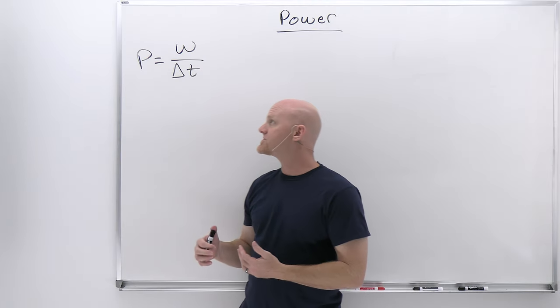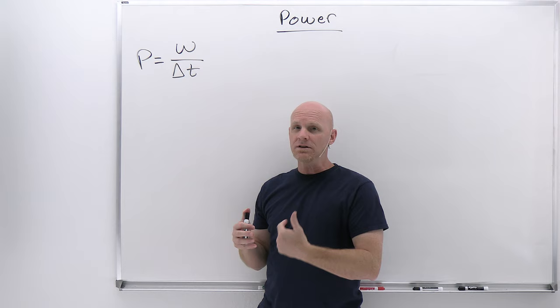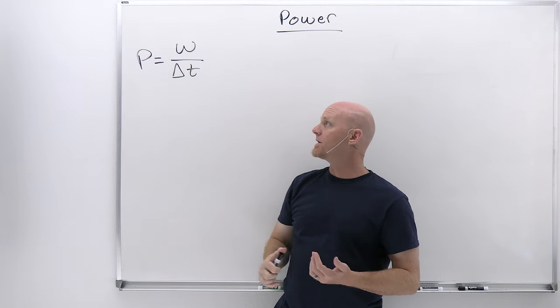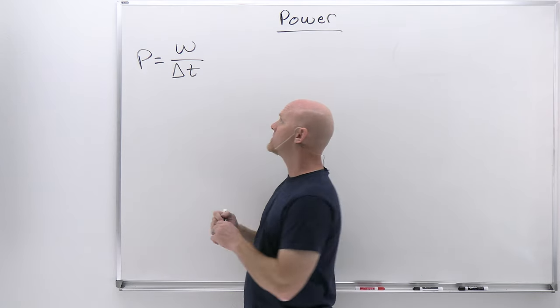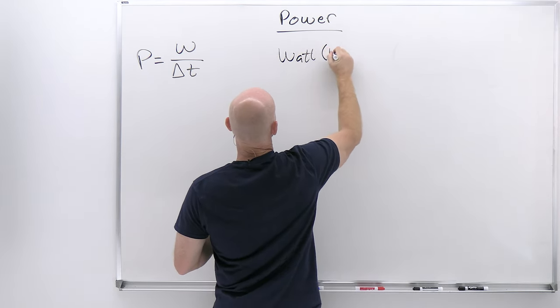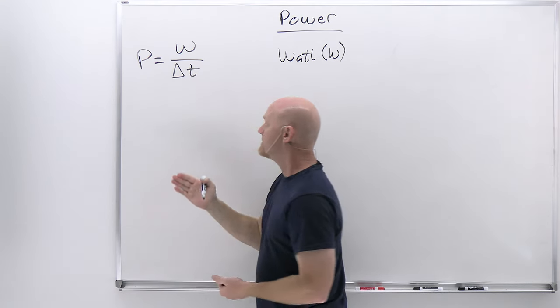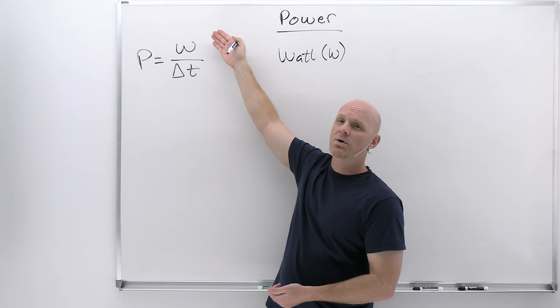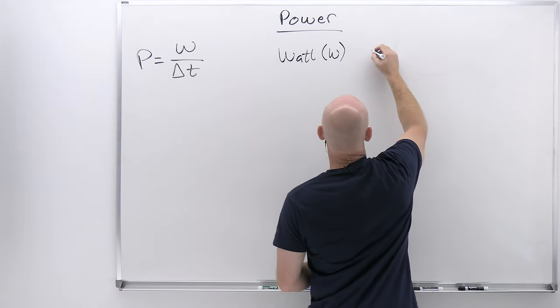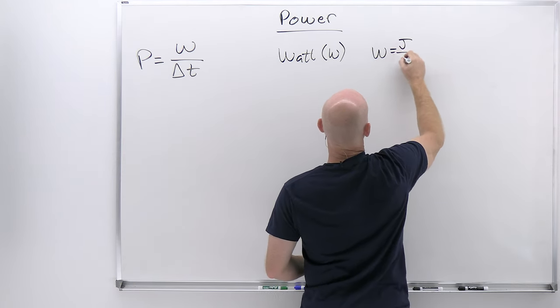Okay, so power, it's the rate at which work can be delivered, if you will. And so as such, it's equal to work over the change in time. If we take a look at the SI units, it turns out we measure it in what we call the watt, and the abbreviation for the watt is just a simple W. The SI unit for work is joules, and time is seconds. And so a watt is equal to a joule per second.